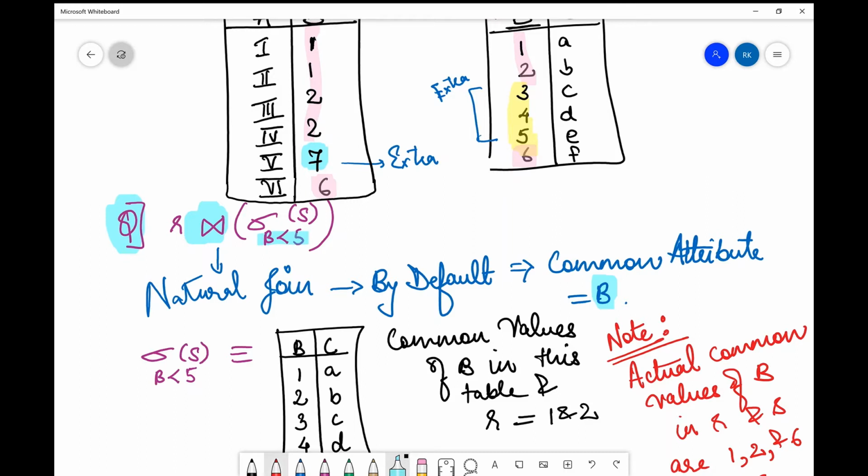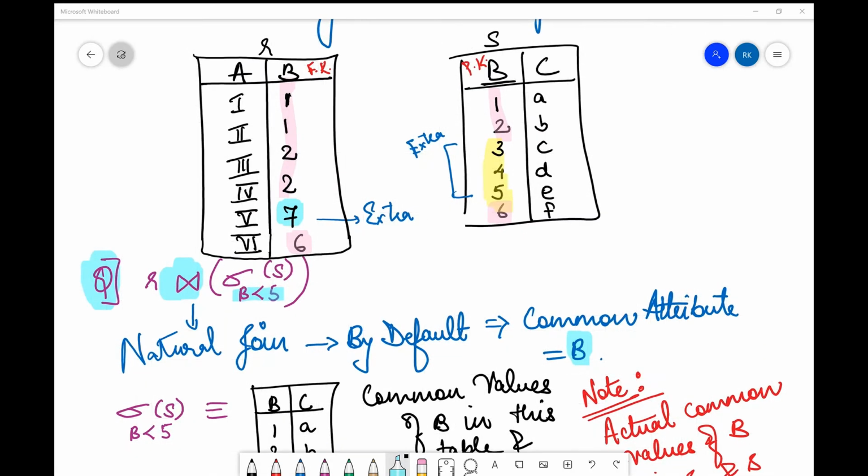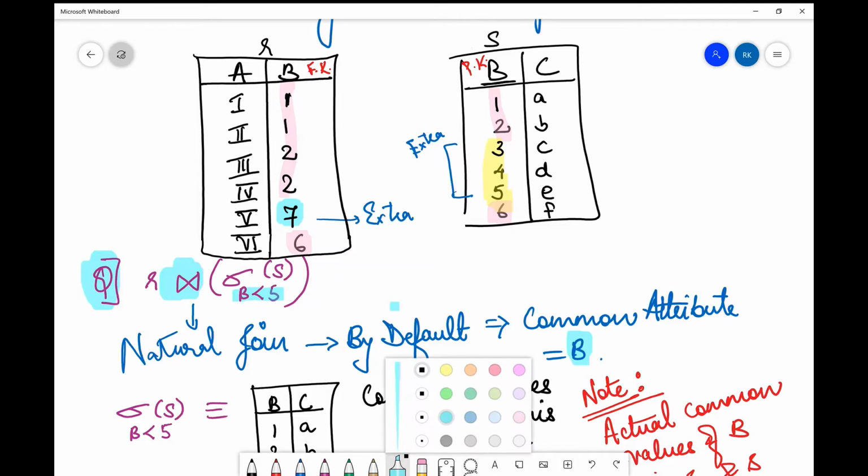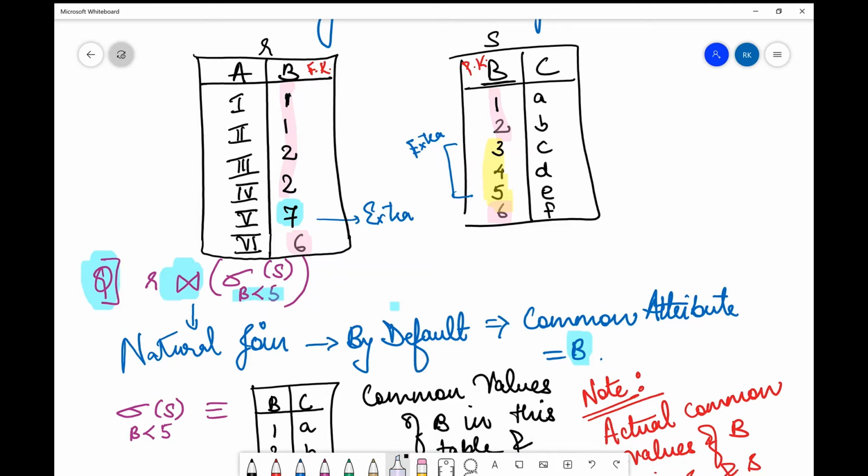Now let's check the records which satisfy this condition of B less than 5 in this schema on the right hand side. So when I check, let me choose a color. Yeah, so you can easily check that B less than 5 are these set of records, right? Let me color them up. Again, we are not only going to consider B's values, we are also going to consider the corresponding values of C.